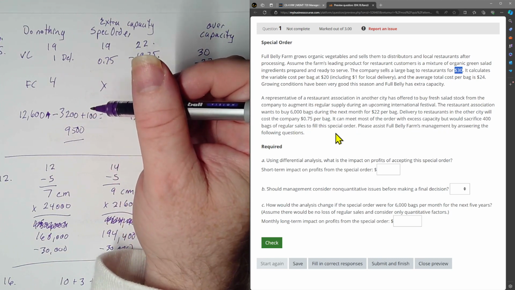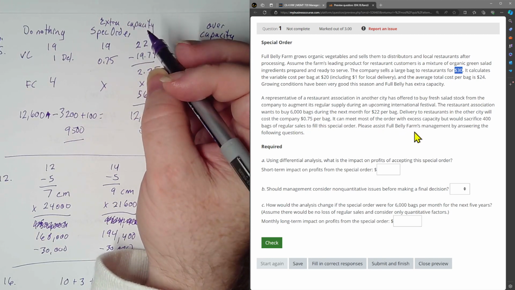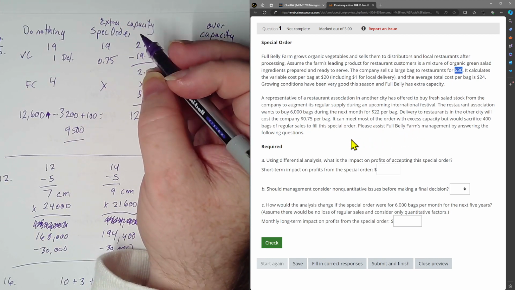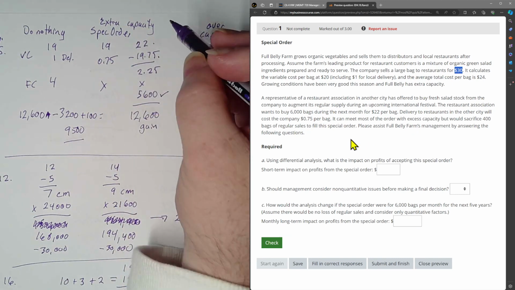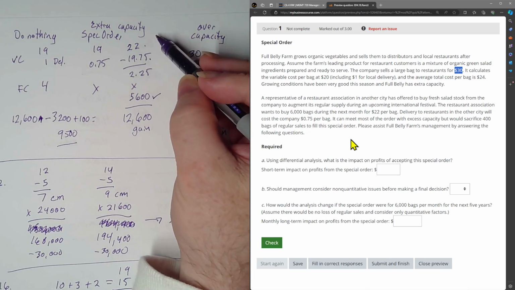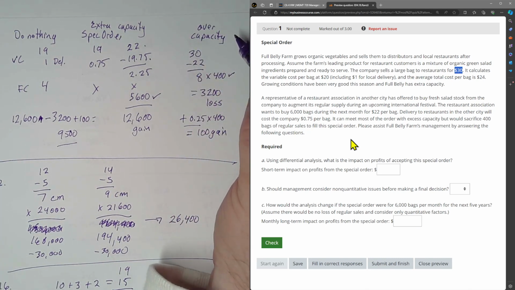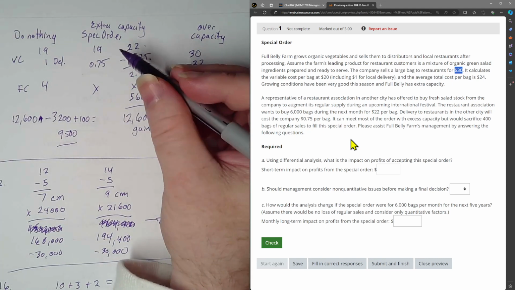Delivery to the restaurants in the city will cost 75 cents a bag. It can meet most of the order with excess capacity, but it would sacrifice 400 bags of regular sales to fill this special order. So we actually need to look at two different things. We need to look at the part that is filled by excess capacity and the part that is over capacity. So let's take a look at the excess capacity.